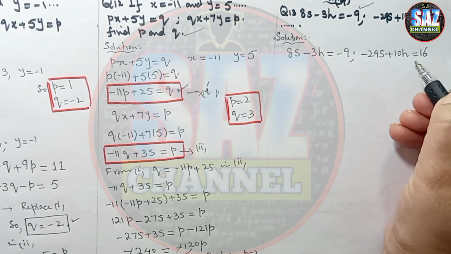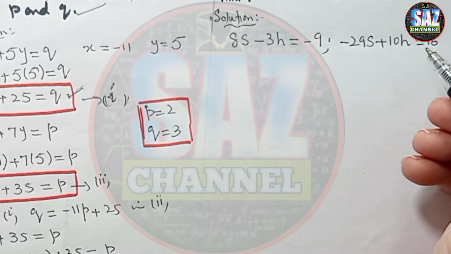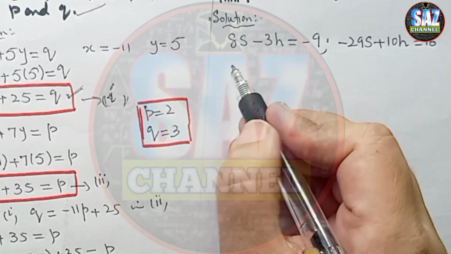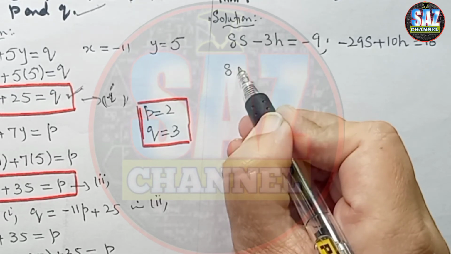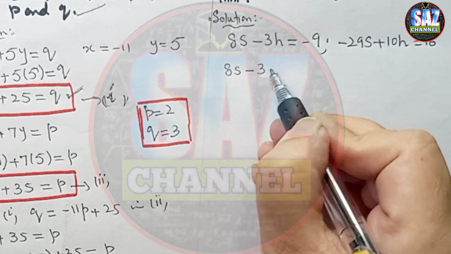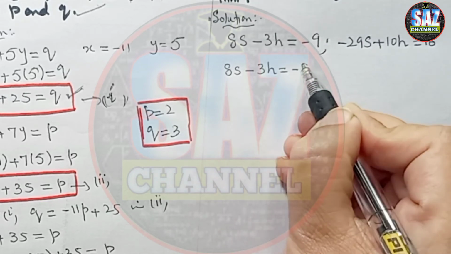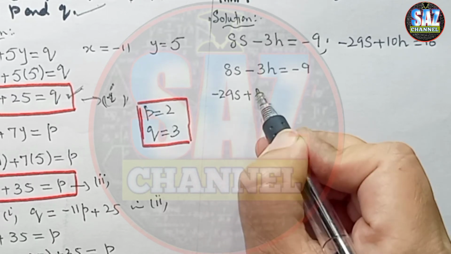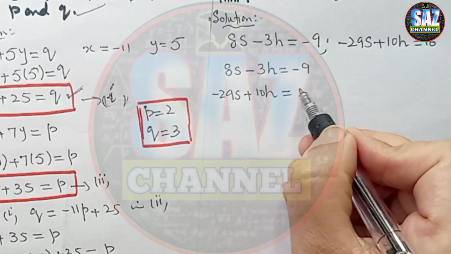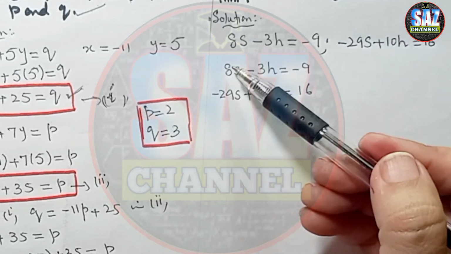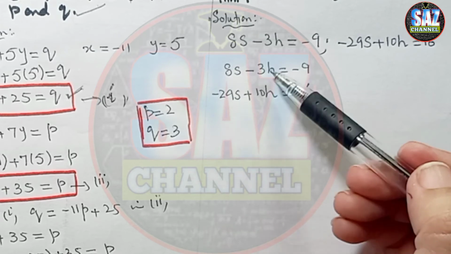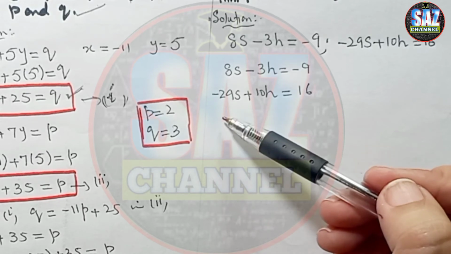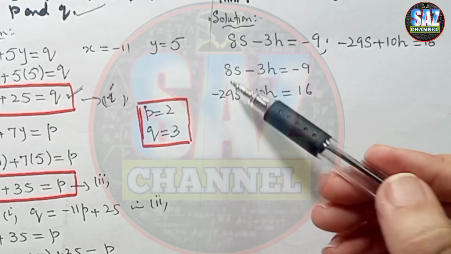16. Now we have to write both the equations together, and decide which method to use for the solution of this problem. 8s minus 3h equals minus 9, and minus 29s plus 10h equals 16. If we look at the coefficients of both the variables s and h in both the equations, they're not the same. So we have to balance the coefficients. So we have to choose a suitable variable.